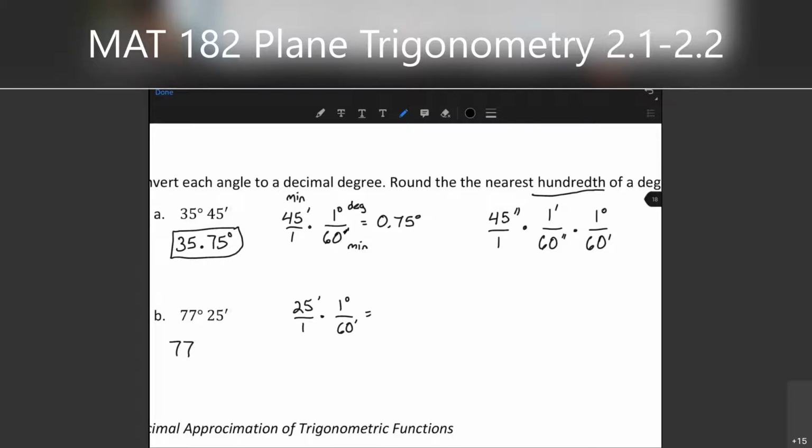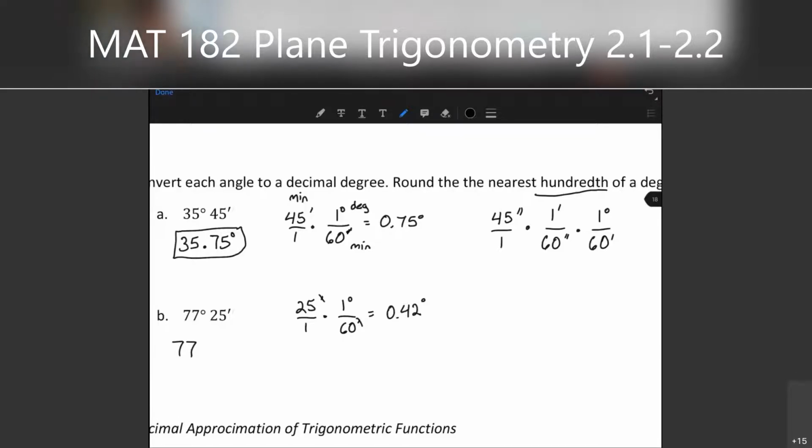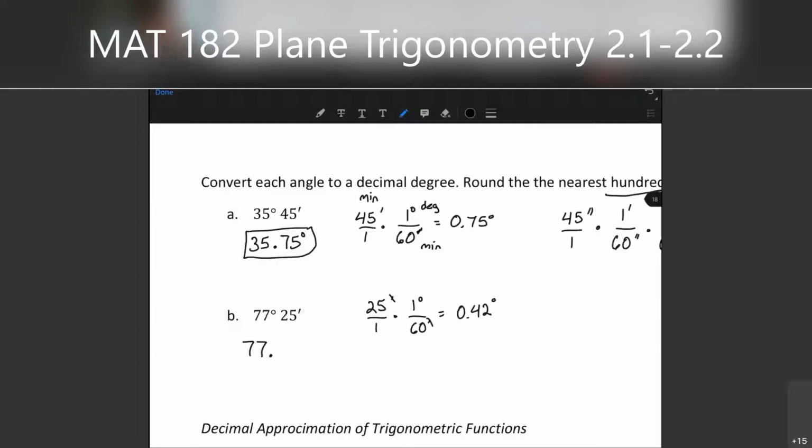We should end up being approximately 0.42. That would be in degrees. Again, our units here for minutes would cancel, and we'll just be left with 0.42. So we can write that as 77.42 degrees.